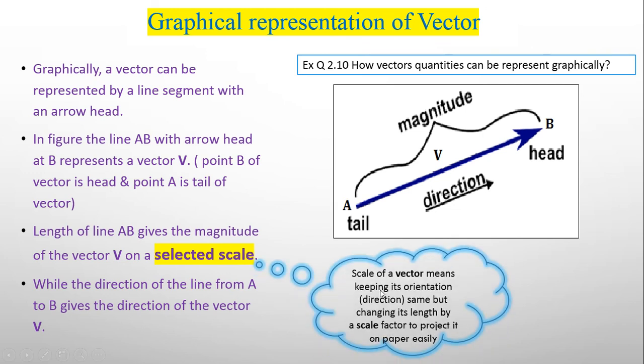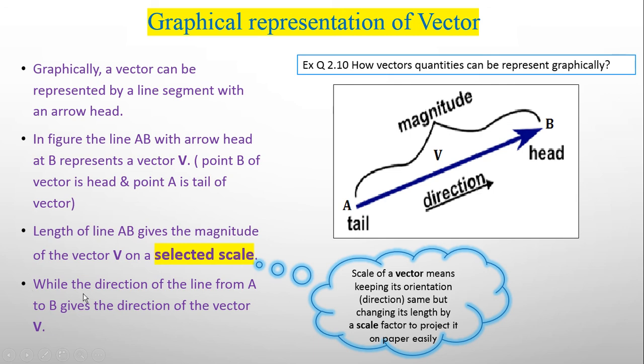Scale of a vector means keeping its orientation, meaning direction, the same but changing its length by a scale factor to project it on a paper easily. In daily life, vector quantities are like displacement, and displacement may be a huge value. To represent it on a page or paper, you have to change the scale, or you can say change the factor of this displacement. So we can change this factor by using a suitable scale.